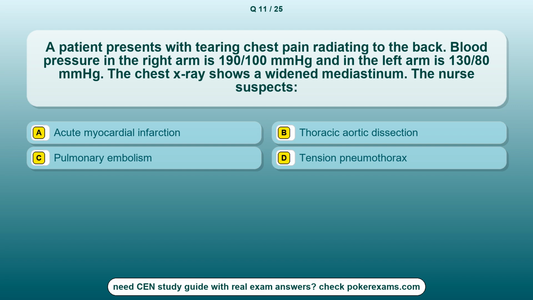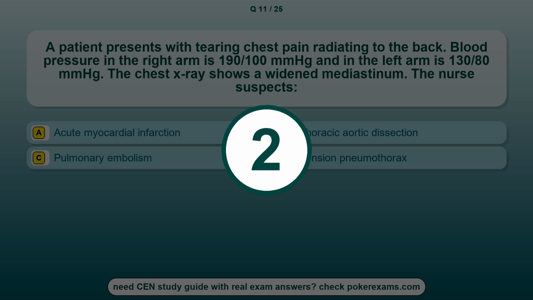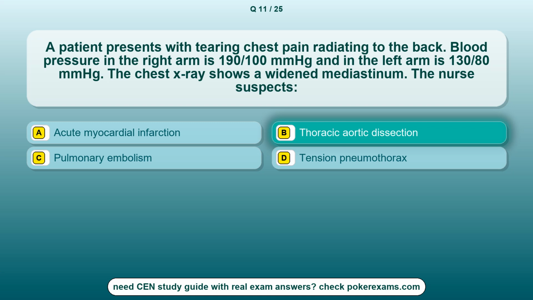Question 11. A patient presents with tearing chest pain radiating to the back. Blood pressure in the right arm is 190/100 mmHg and in the left arm is 130/80 mmHg. The chest X-ray shows a widened mediastinum. The nurse suspects Option A, acute myocardial infarction. Option B, thoracic aortic dissection. Option C, pulmonary embolism. Option D, tension pneumothorax. The correct answer is option B, thoracic aortic dissection.